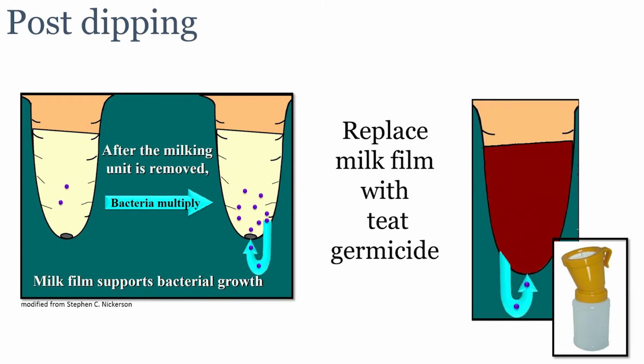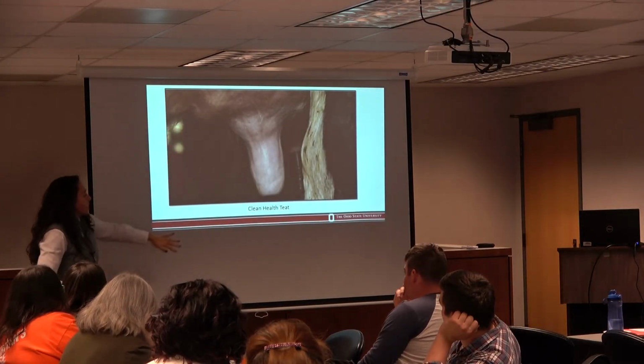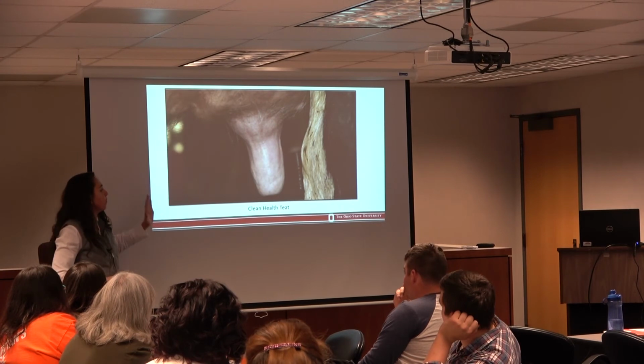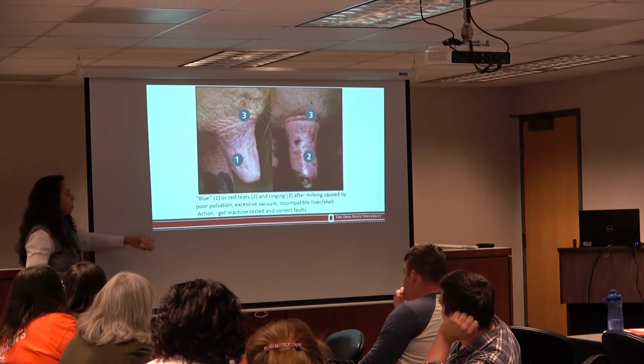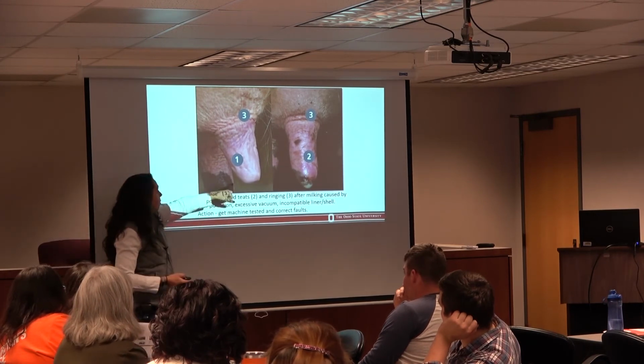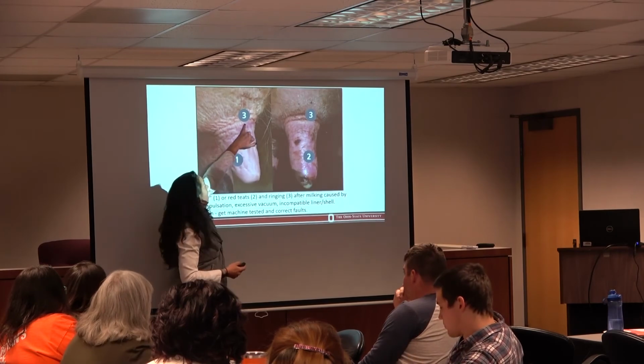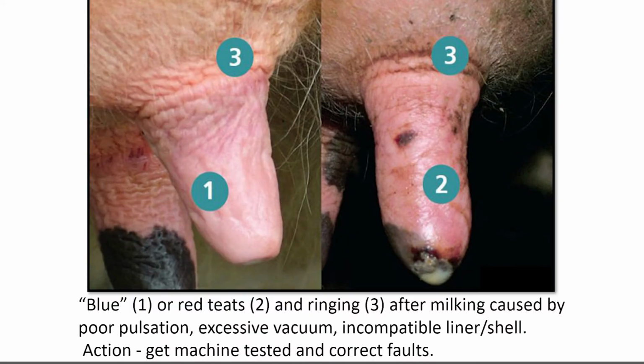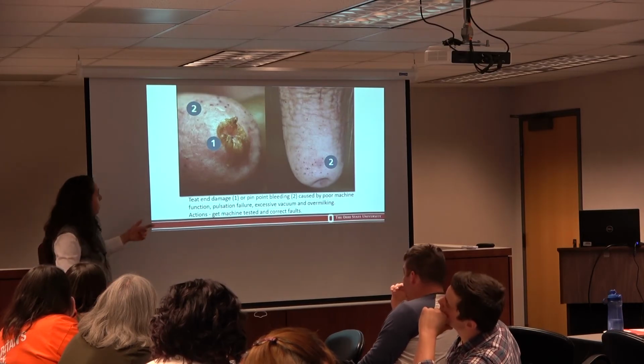So when we do post dip, we replace this milk with a teat germicide, and then you will be killing bacteria and decreasing the number of bacteria. This is the ideal, right? This is the clean, healthy teat, but we can have something like that. If you have some problems with your milking machine, for example, you will have kind of blue and red rings. This will be telling you that something is wrong with my machine and I have to address that, because it could be a risk factor for mastitis.